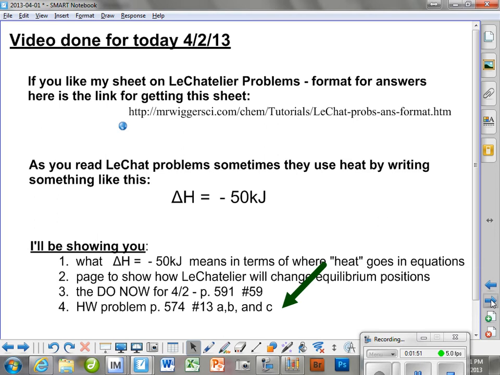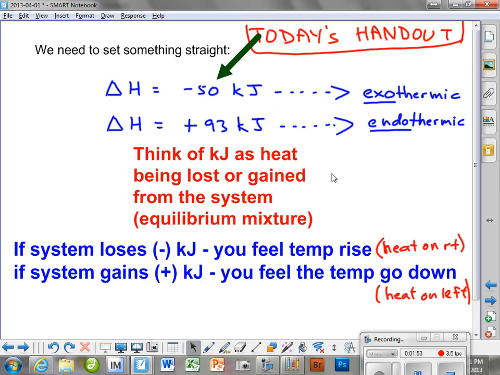So hold on, here we go. This first little page that I'm showing you talks about the delta H. Delta H being negative means that it will be an exothermic reaction. And in exothermic reactions, the heat is going to be on the right side, as it says down here. Delta H being positive means that the reaction is endothermic and the heat will be on the left side of the equation.